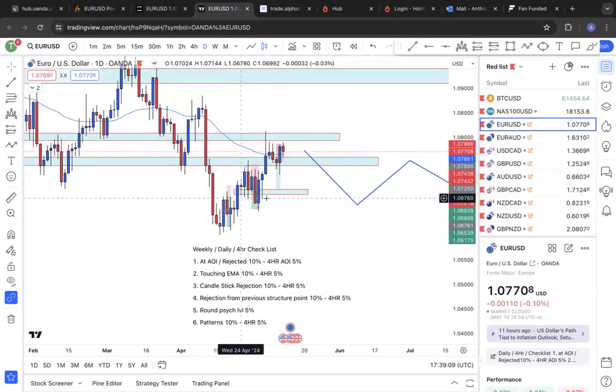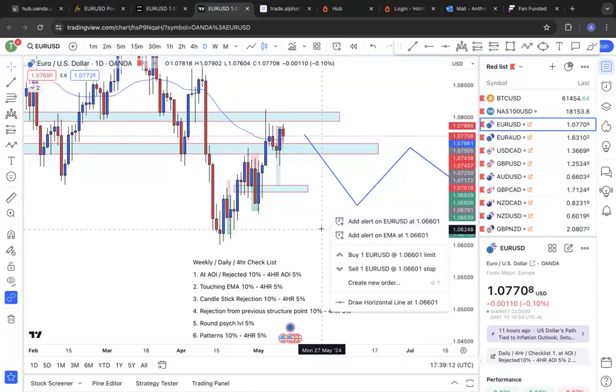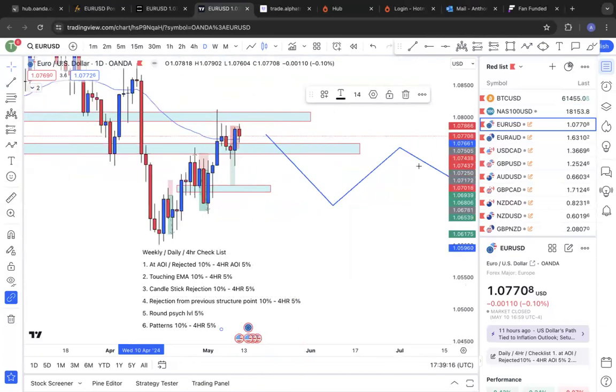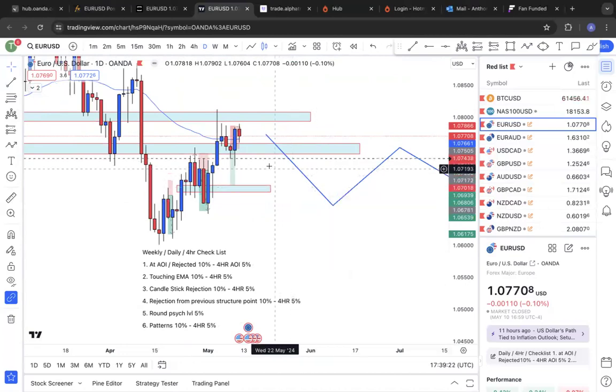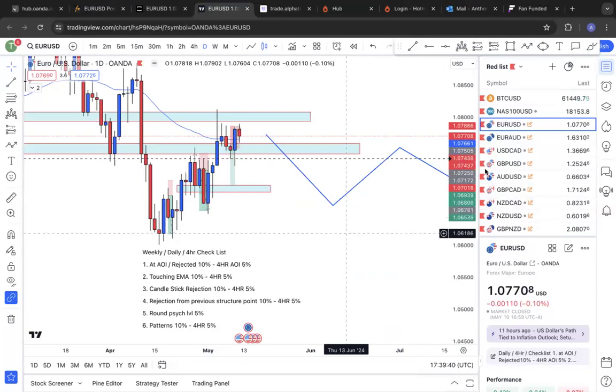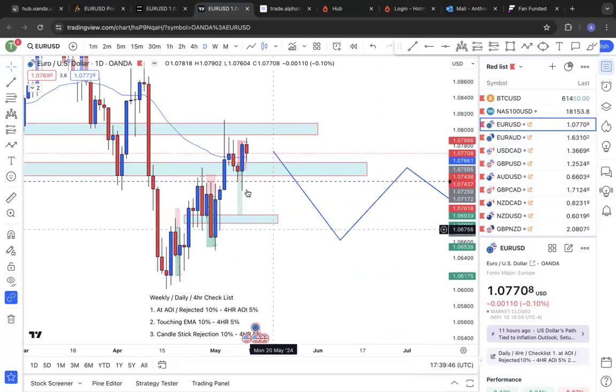Another area of interest here on the 4-hour. This one is one of my top pairs. I just want to see it break and retest, so we'll set an alarm at the bottom of here. Break and retest of the area of interest. There we go. That's kind of what I got, because this is also bearish.